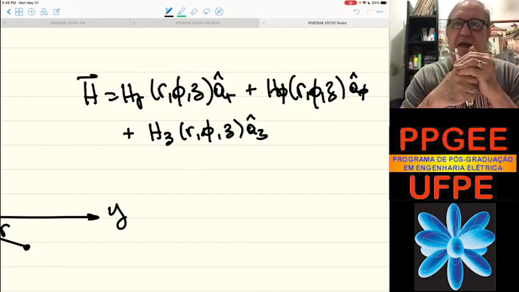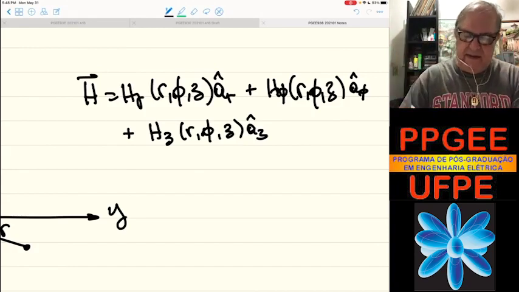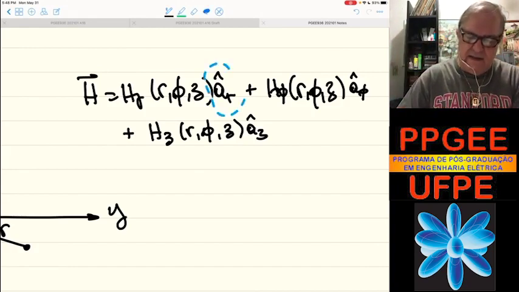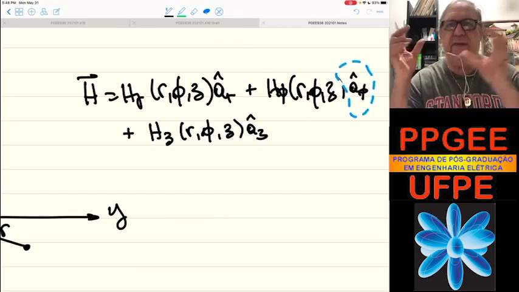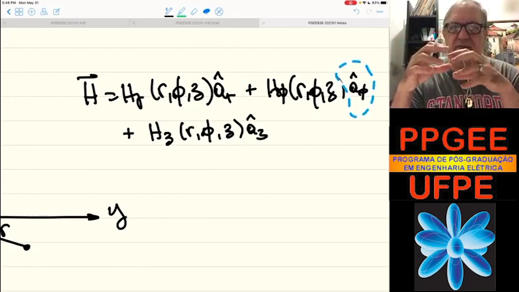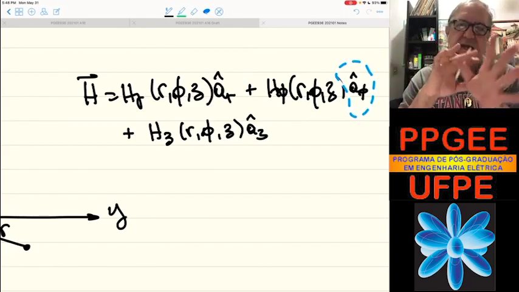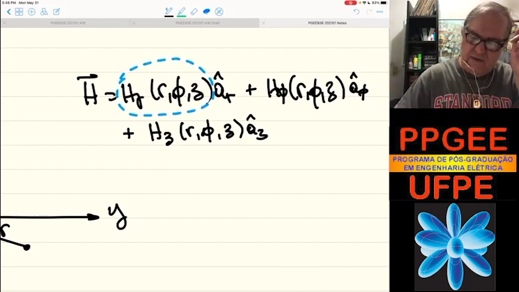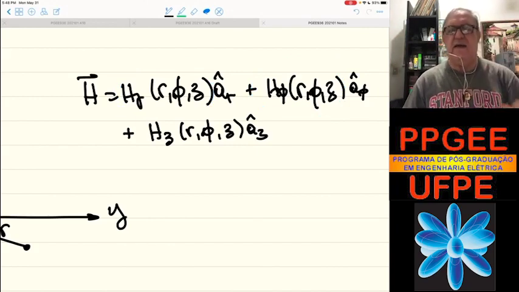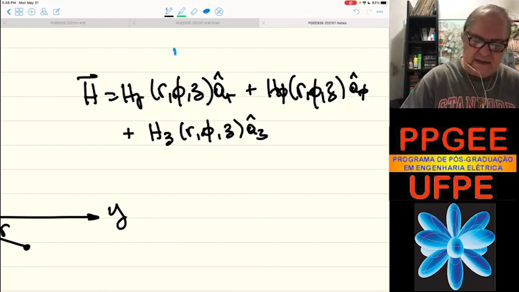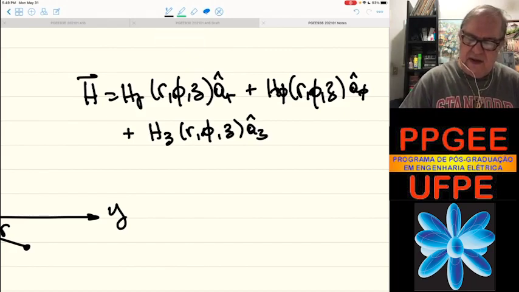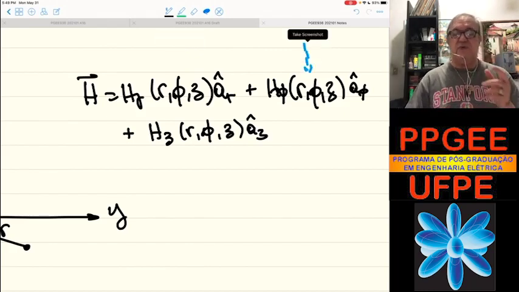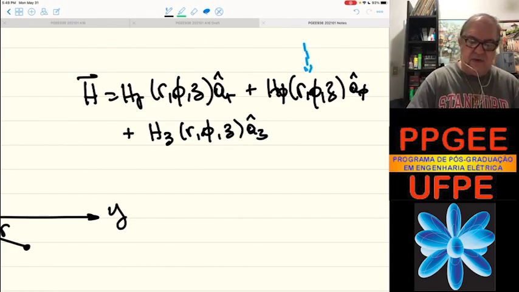First thing is to determine the dependence for each component, excluding the natural dependence of the versors of the system on the coordinates. Forget that, but let's talk about the components of the fields. What are the dependences of these components? On what coordinates do they depend? So we do symmetry operations relative to r, phi, and z.